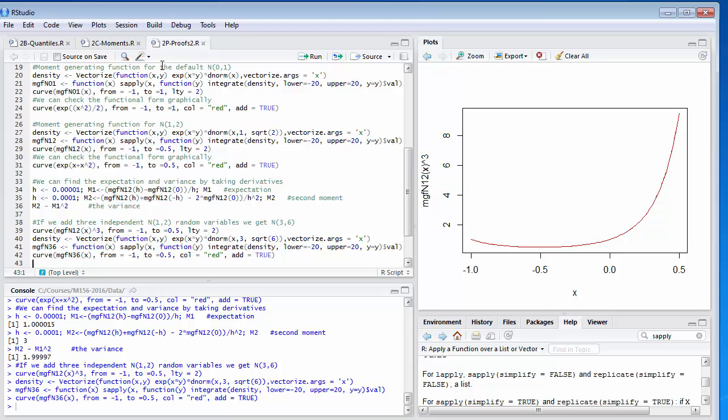This proves absolutely nothing, but it shows that in at least one specific case, this general principle holds: adding together independent random variables is equivalent to multiplying their moment generating functions. And that's all I have to say on this subject.